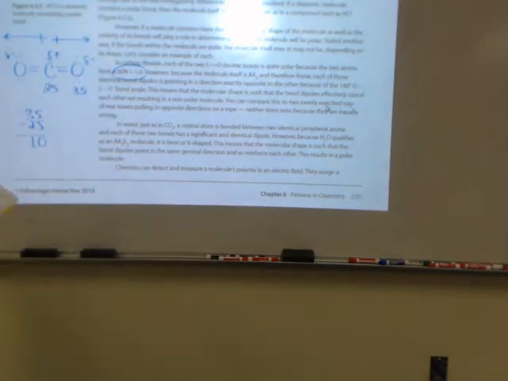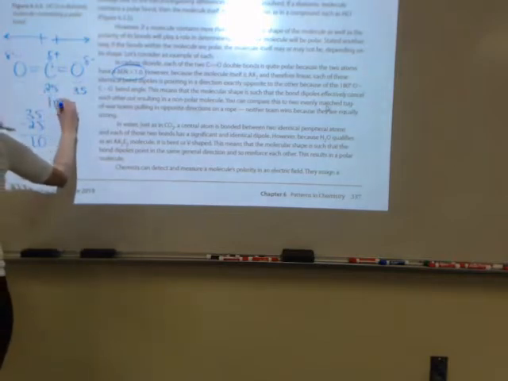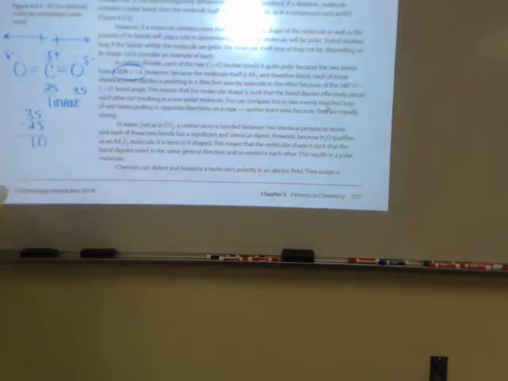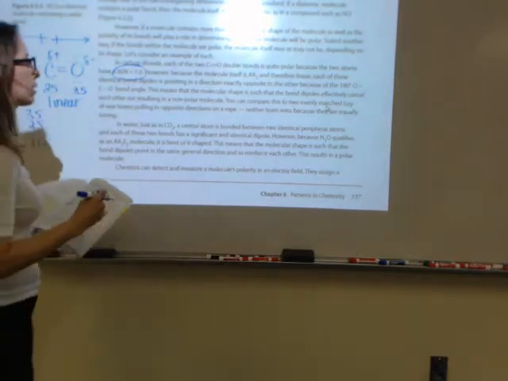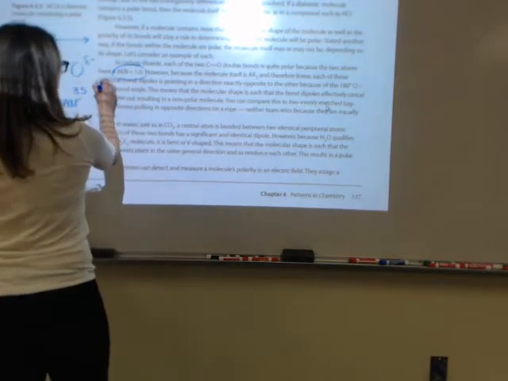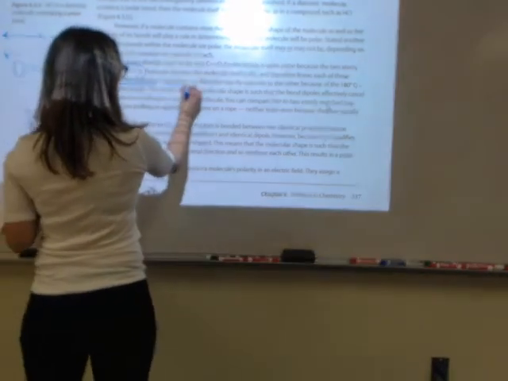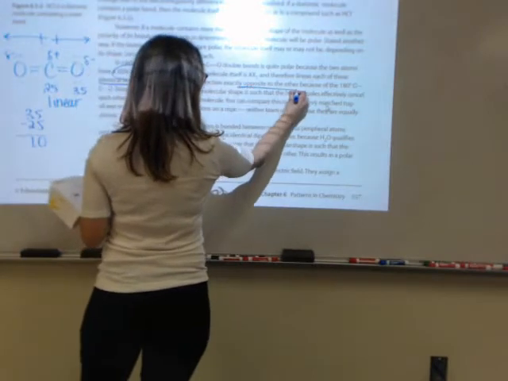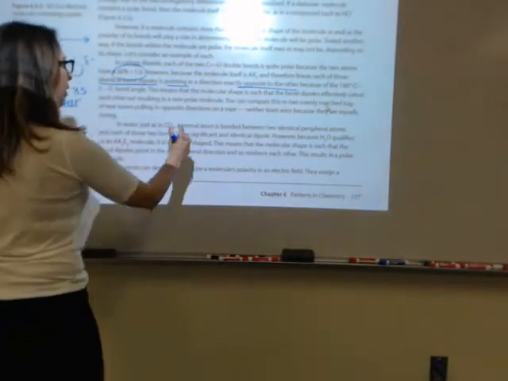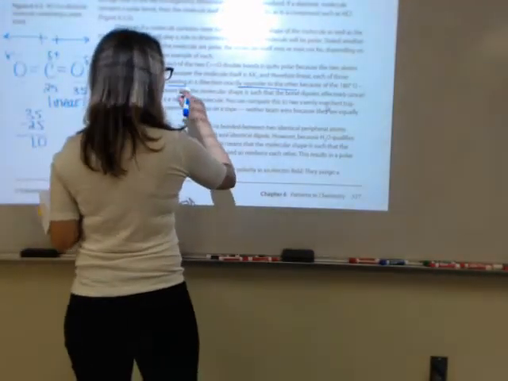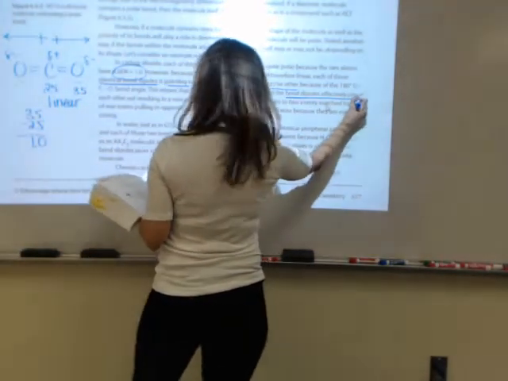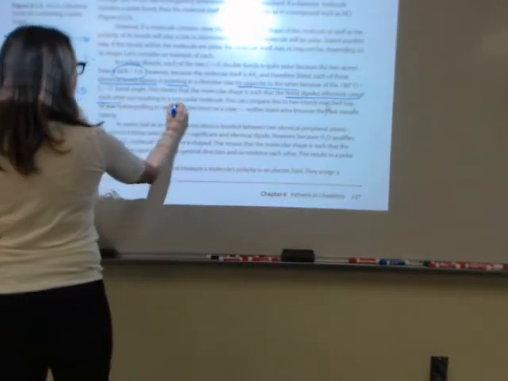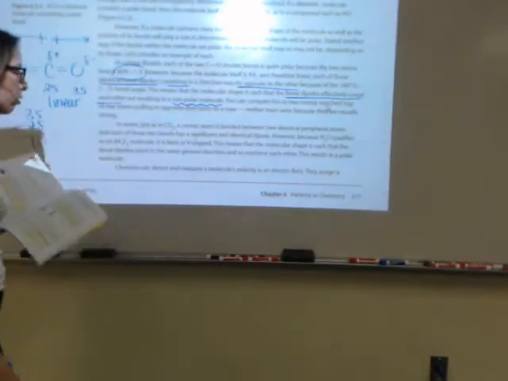Now, because it's MX2, this is a linear molecule. And what that means is you have identical bond dipoles pointing in the opposite direction of each other, because this is 180 degrees. And that means that for this shape, the bond dipoles will cancel each other out, and that's how I get a nonpolar molecule.